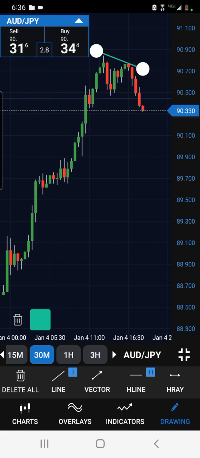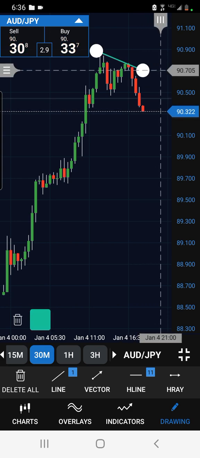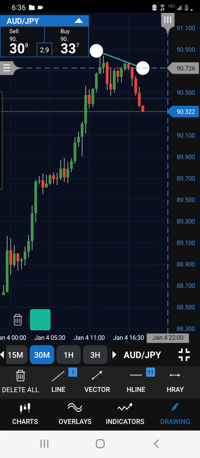As far as a price pattern goes, I can't really tell you what it is because it's not completely formed, but I do know that with that line I have drawn here, it's a short-term downtrend. A short-term downtrend where you have lower highs and lower lows.